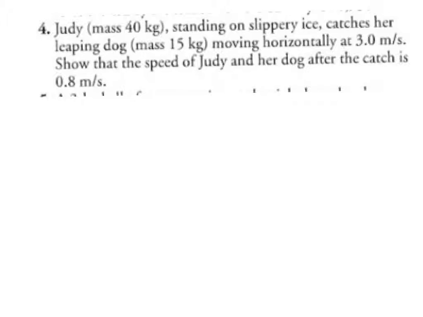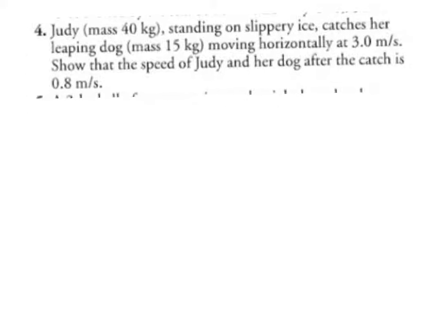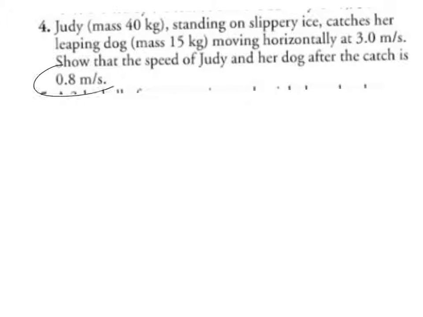Judy, who has a mass of 40 kilograms, standing on slippery ice, catches her leaping dog, who has a mass of 15 kilograms, moving horizontally at 3 meters per second. Show that the speed of Judy and her dog after the catch is 0.8 meters per second. Okay, so they give you the answer, so you need to work towards it.